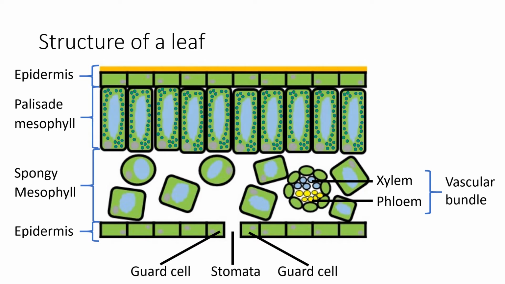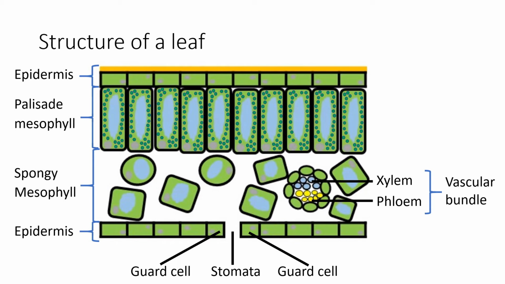The spongy mesophyll is where we're talking about air spaces and rate of diffusion. In the spongy mesophyll, you can see there are gaps in between the cells. And the bottom layer is called the epidermis. Now, if we move to the right-hand side, we can see there's a thing called a vascular bundle, and we'll look a bit more at the vascular bundle later on.